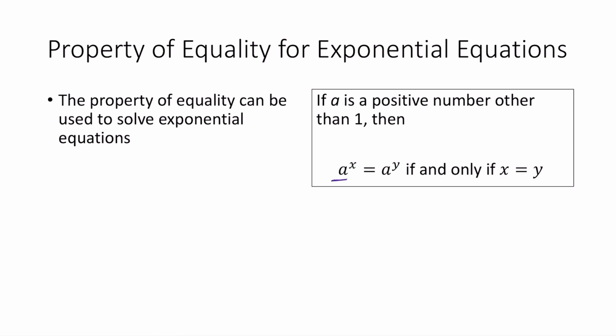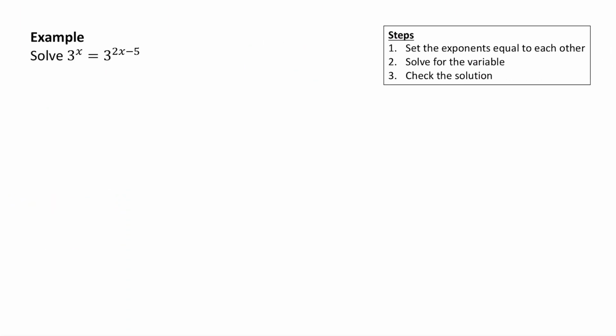Notice what's going on here is that the bases have to be the same. If the bases are the same, then the exponents can be set equal to each other. For example, if we have 3 to the x equals 3 to the 2x minus 5, notice that the bases are the same in both of these expressions. So we can go ahead and set these two exponents equal to each other. When we do that, we end up getting x equals 2x minus 5, because we have the same base, which is 3.